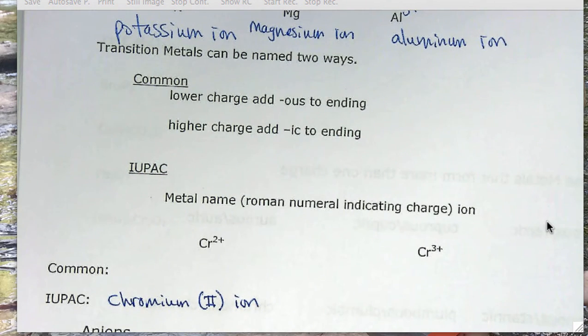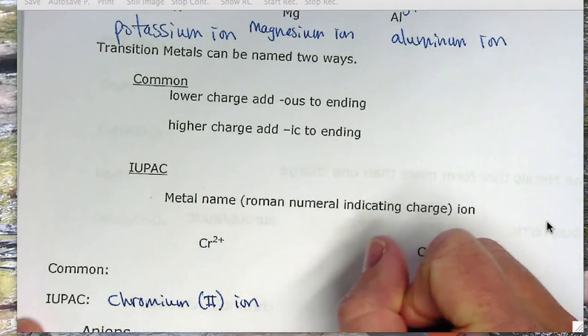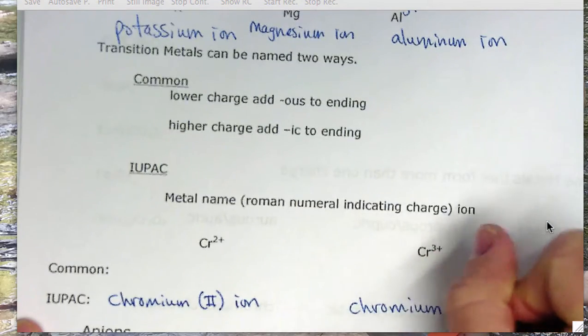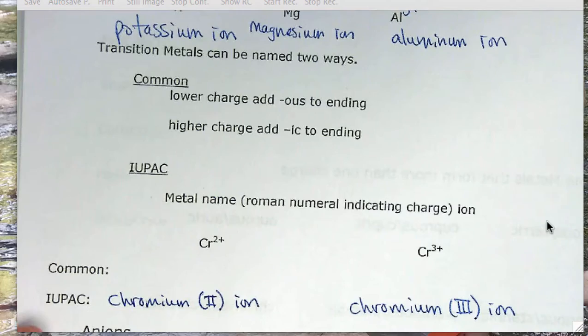So the common, is that what you already have there? I don't have the common yet, so I'll cover the common in just a minute. How would you name Cr3+? Chromium 3 ion. Good.